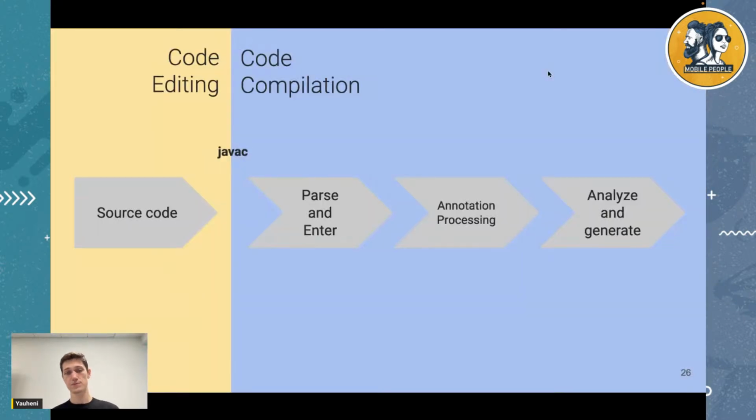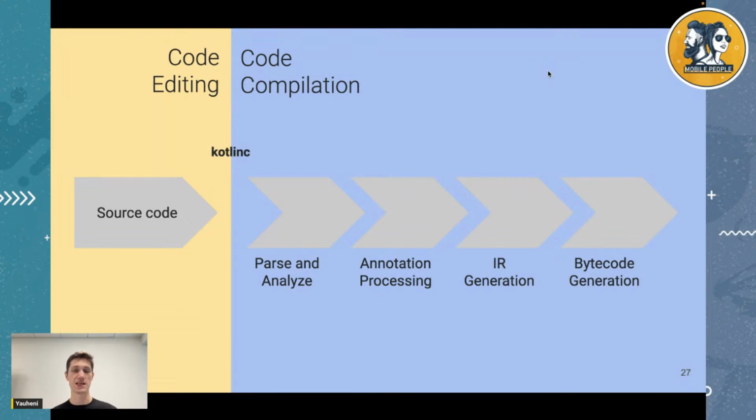Kotlin annotation processing. For Java, it has this look. For Kotlin, it's almost the same, except we have the Kotlin compiler involved, and we have an additional, really important step, which is IR generation. IR stands for intermediate representation, and this is basically how Kotlin converts itself to Java bytecode. So this is some kind of intermediate way of creating Java files, right, from Kotlin ones.